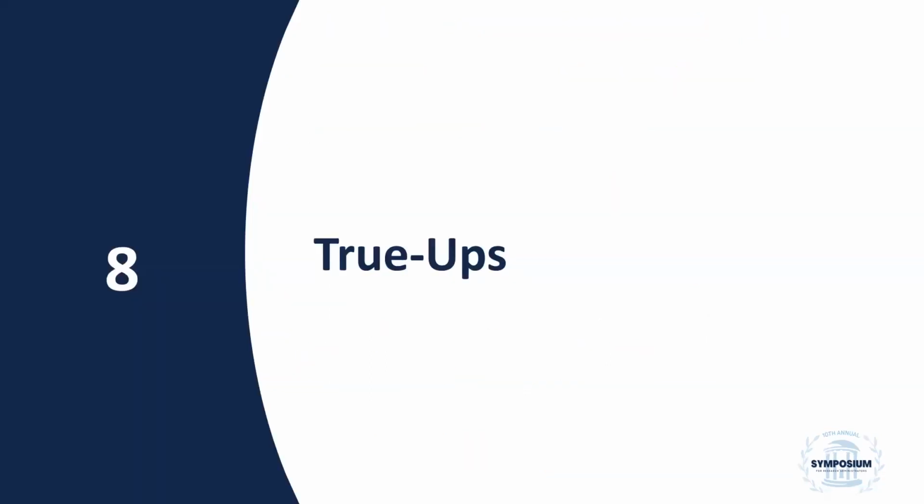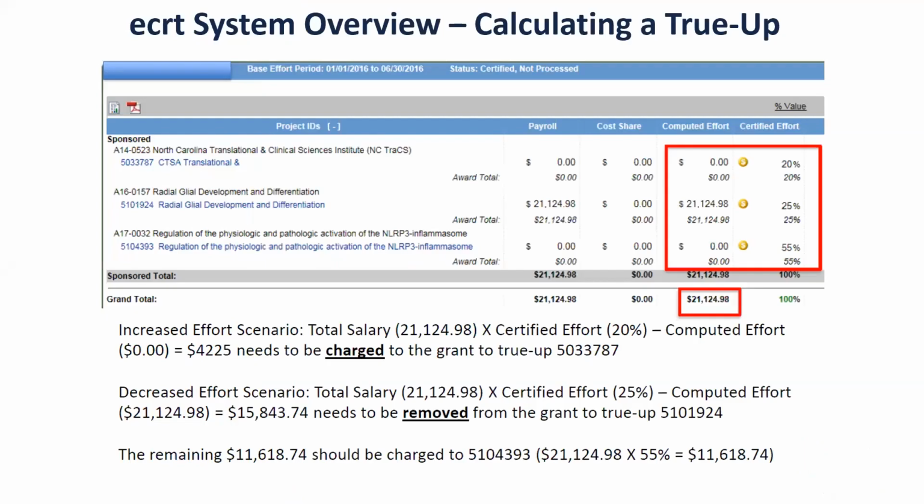So if we agree to make that change, then a true up is needed. And so effectively what we're doing is making the salary amount match this certified effort percentage. We'll quickly go over this calculation, but it's going to be the same amounts that were listed on that effort task that we just looked at. We'll go over this one here.